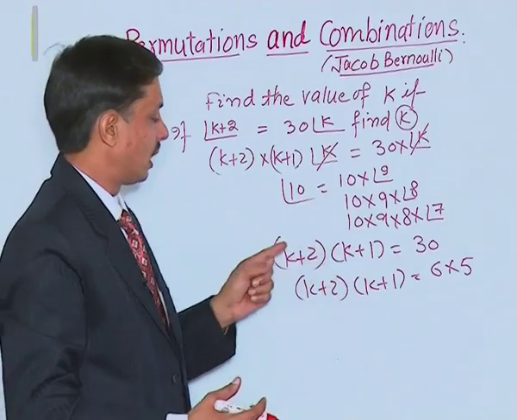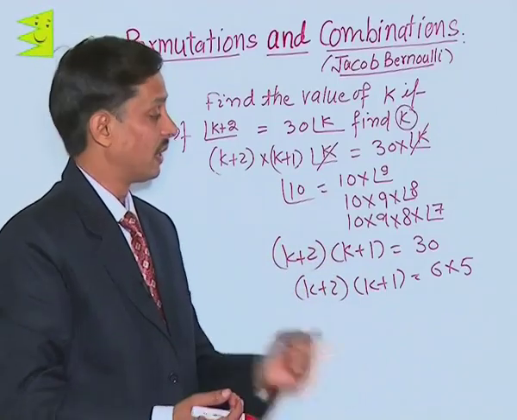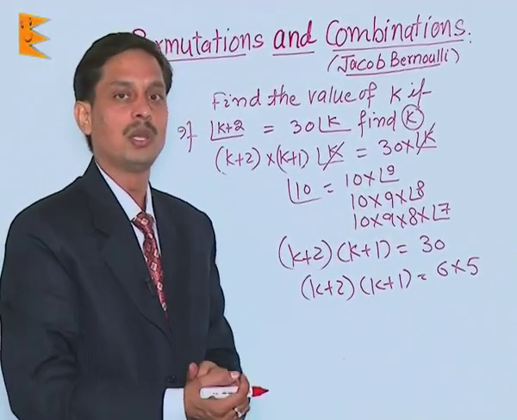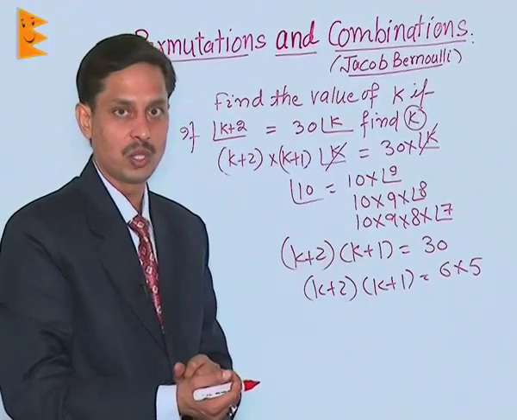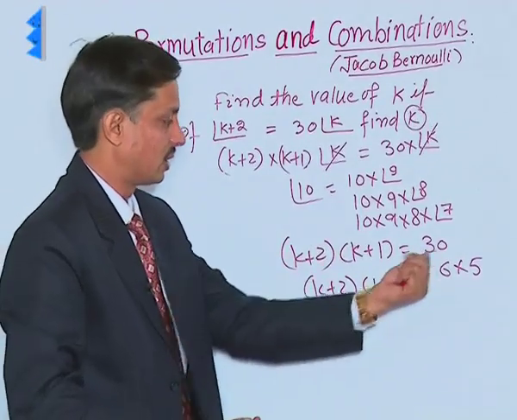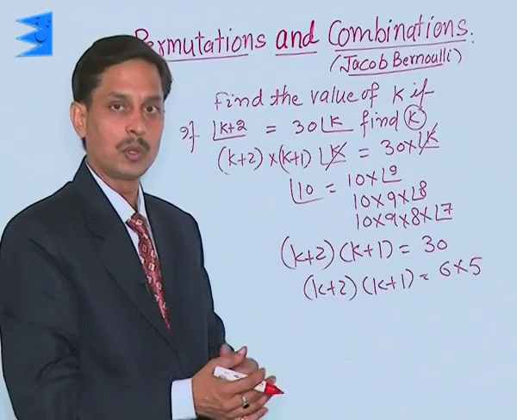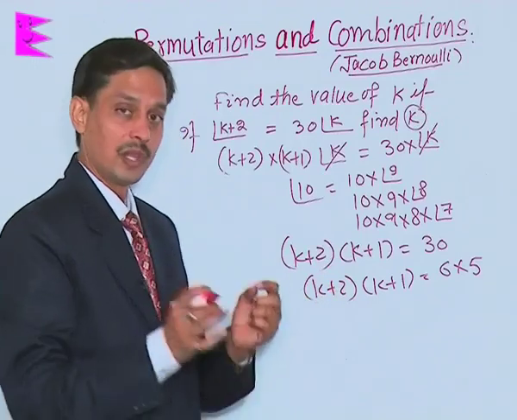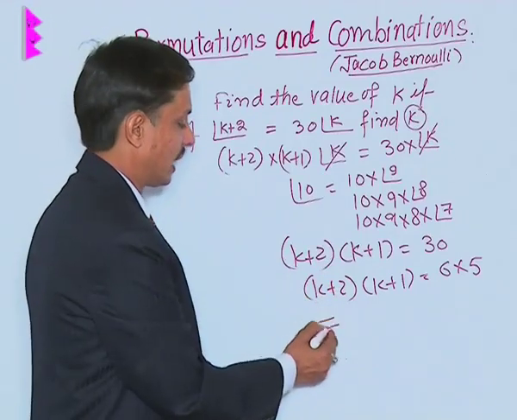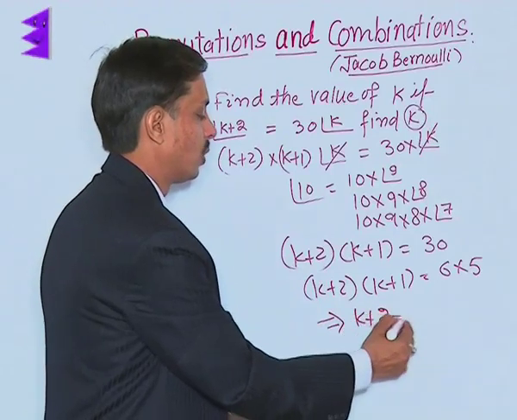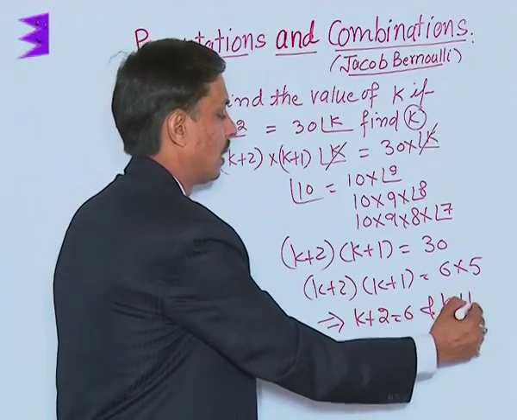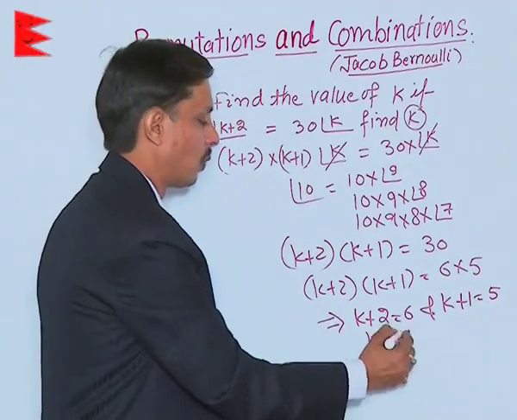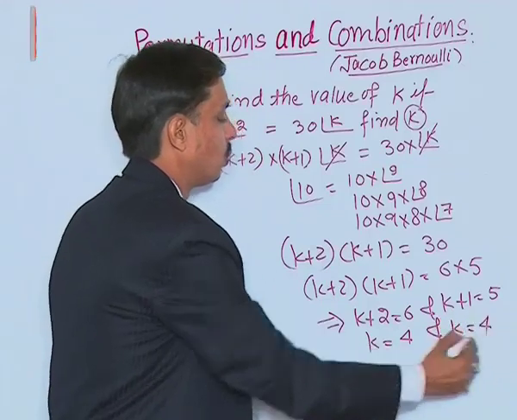Or you can apply, after multiplication of the left hand side and transferring 30 from right to left, there will be a position of obtaining the quadratic equation's solution. But here I am taking 30 as also expandable as the product of two consecutive numbers. So the bigger number is 6, and on the left side the bigger one is k plus 2. So what I can say: the answer of k plus 2 is 6 and the answer of k plus 1 is 5. What is coming out to be? k is equal to 4.